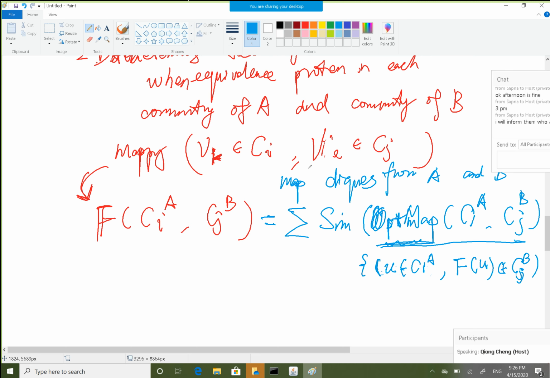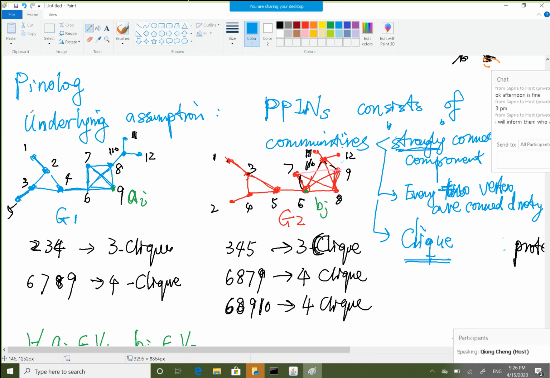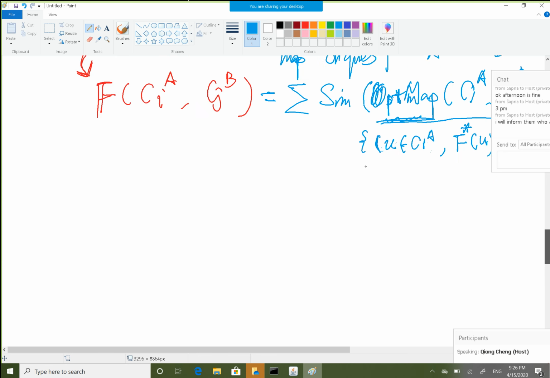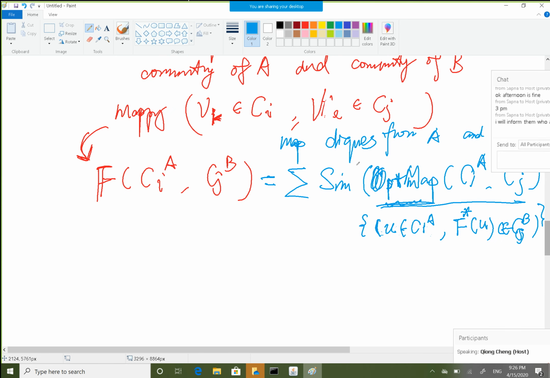Let's use F star to represent the best mapping, right? And if you take a look at this example, for example, 2 mapped to 3, 3 mapped to 4, 4 mapped to 5. Or maybe it is 3 mapped to 3, 2 mapped to 4, 4 mapped to 5, right? It depends on what gives you the best score. This is what they mentioned. And also this is the mapping pairs, and this corresponds to that, right?